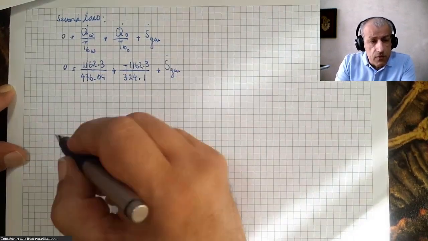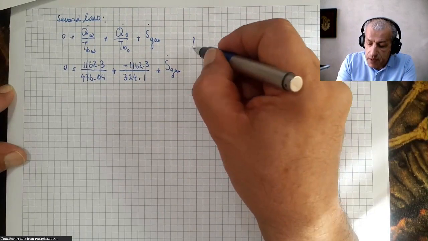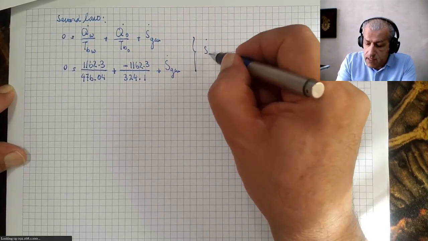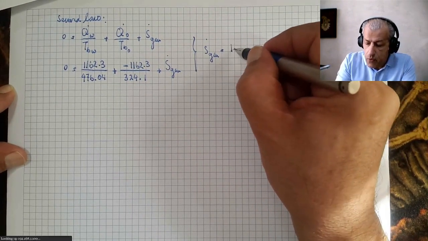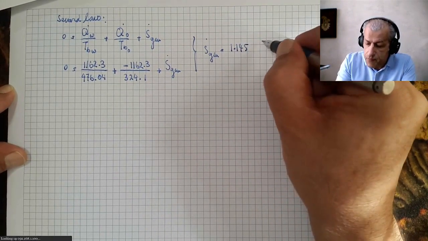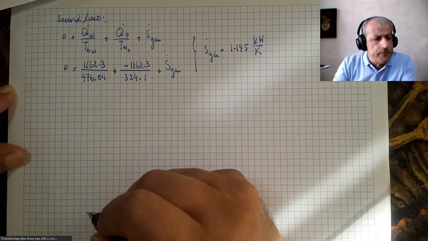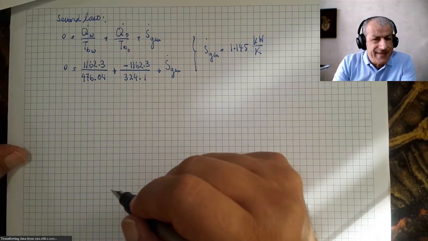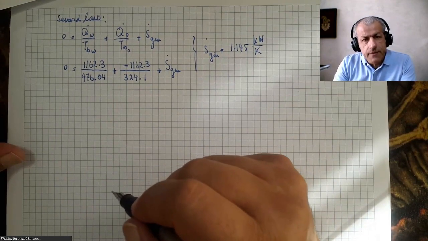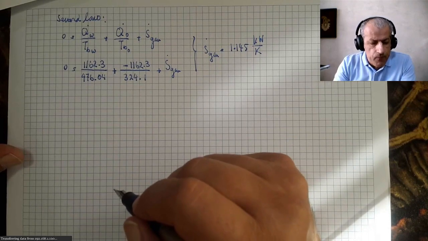The value we would calculate for S dot gen from these two equations is the same as before, and S dot gen would be 1.145 kilowatts per Kelvin. And this is the same study from a different point of view.